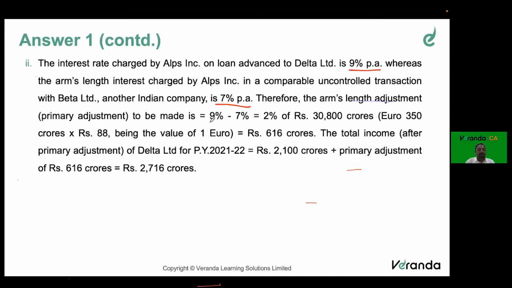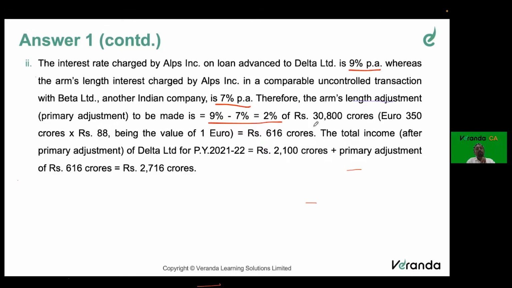So the difference between 9 and 7, that is 2%, is excess. That is, it is above the arm's length price. The arm's length price is 7%, whereas they have actually levied 9%. So the 2% is what you're calling as primary adjustment. So this primary adjustment is what you have to provide in the books of accounts.